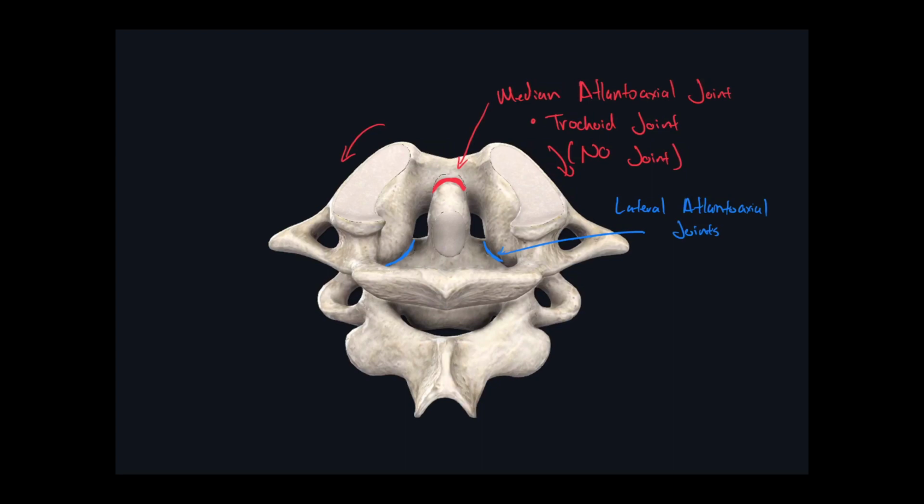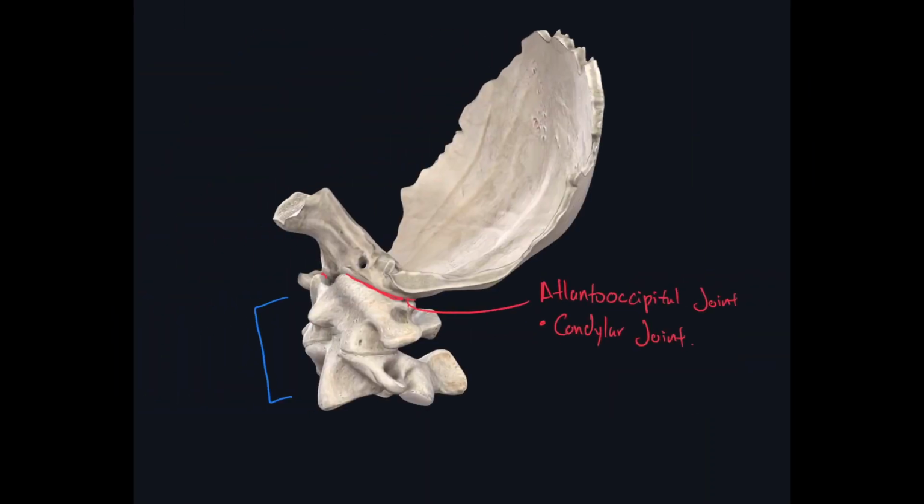And the classification for these joints is planar joints. Let's go to the other image so we have a better view of these joints. Here's one joint right here, and on the contralateral side, it's located right here. Again, these are called the lateral atlantal axial joints.